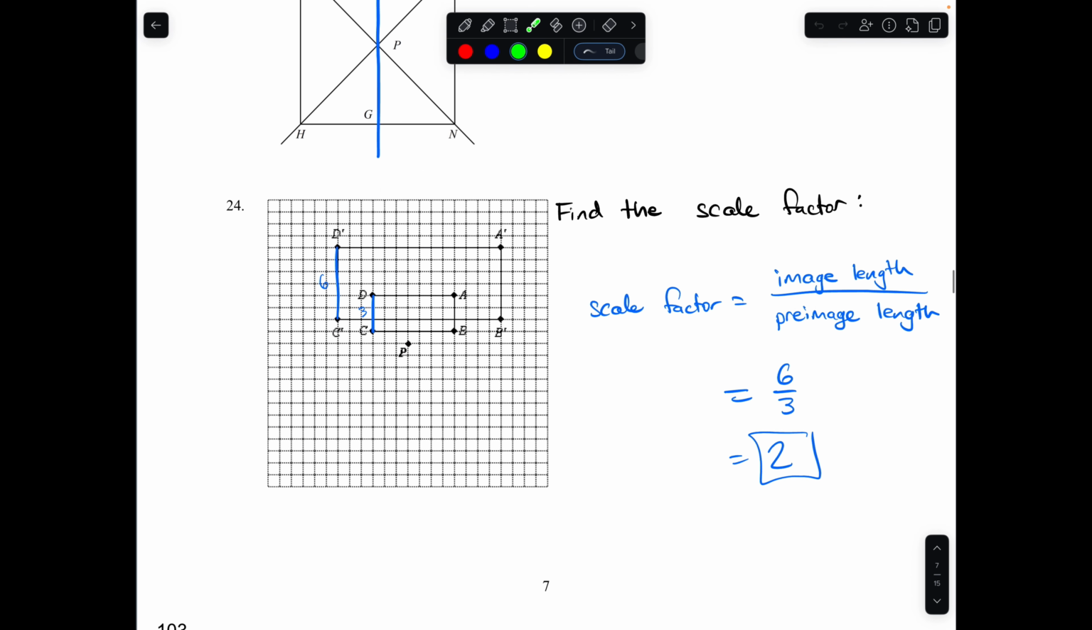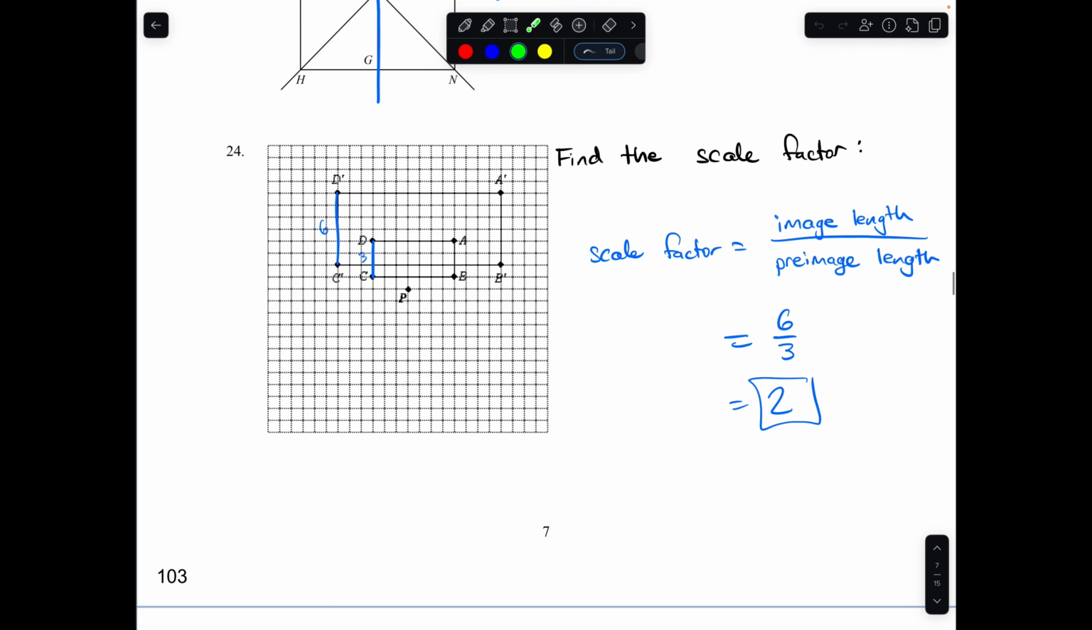Number 24, find the scale factor. Remember, scale factor is the image length divided by the pre-image length. So be very careful here. Sometimes people confuse which one's the image, which one's the pre-image. The pre-image is your before. That's your A, B, C, D. So this length of 3 from D to C is a pre-image length that goes in the denominator.